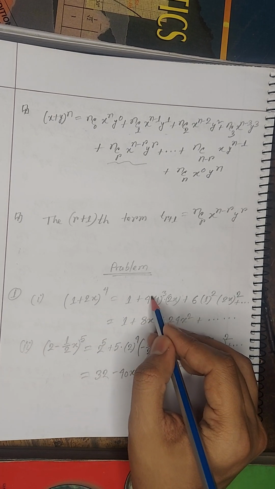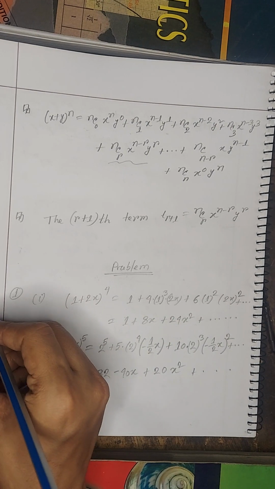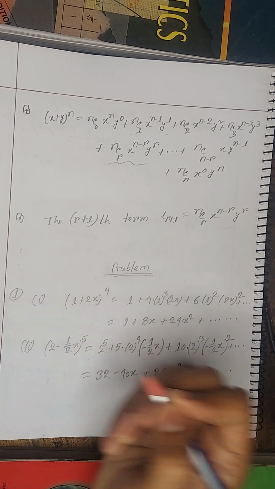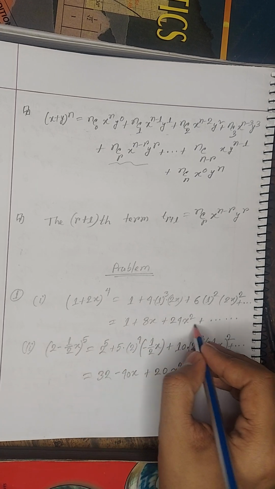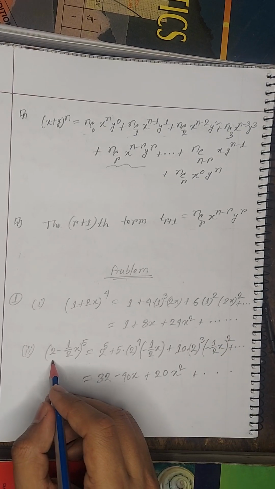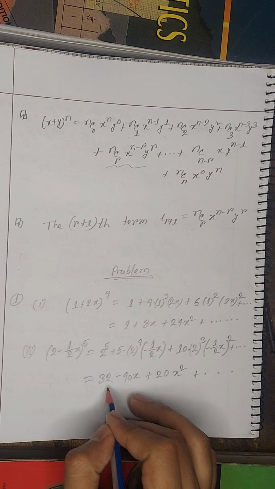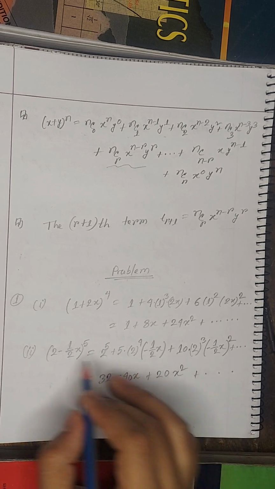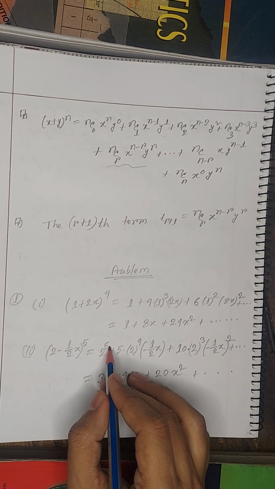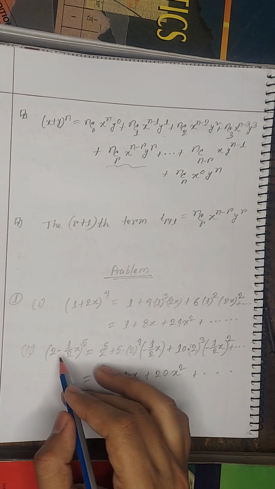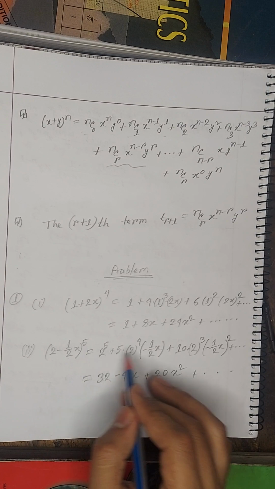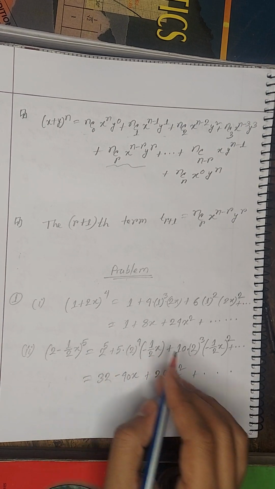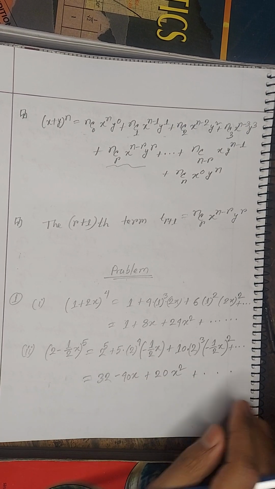And this term is 4c1, which is 4, 4c2 is 6, and like this we get the three terms here. And similarly for this expansion we also get these three terms here. Here for the first term to the power 5, for the second term the power of the first term will decrease and the power of the second term will increase. In a similar way we get this expansion, right?